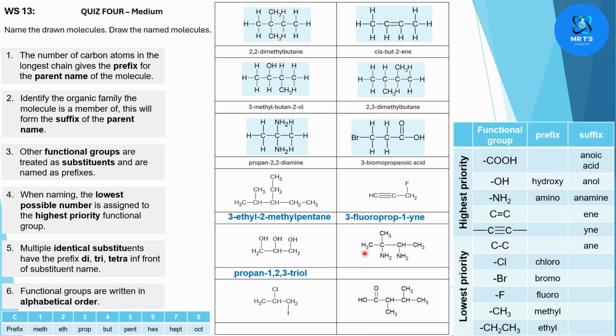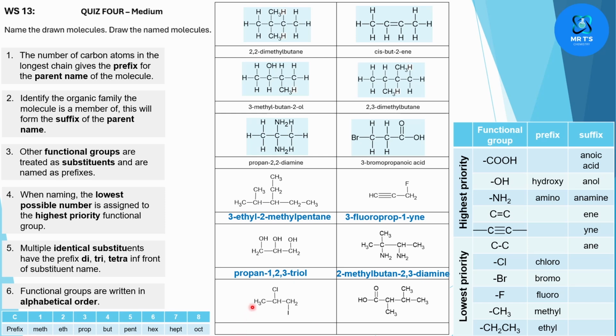The next molecule, 4 carbons in a row, but-. It has amines coming off, so it's going to be butanamine, and it's got a methyl group coming off. 2 amines, so it's going to be butanediamine, and we have to give the numbers, so it's butane-2,3-diamine, but a methyl coming off the 2 as well, so it's 2-methylbutane-2,3-diamine.